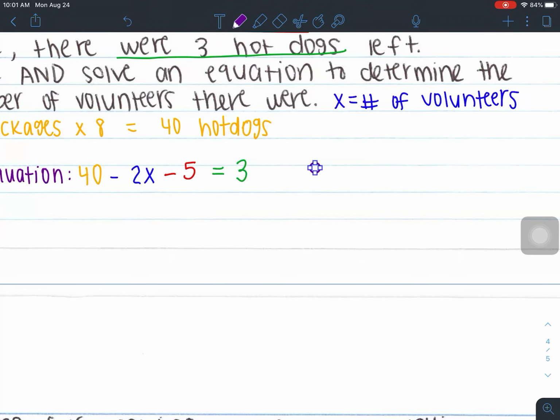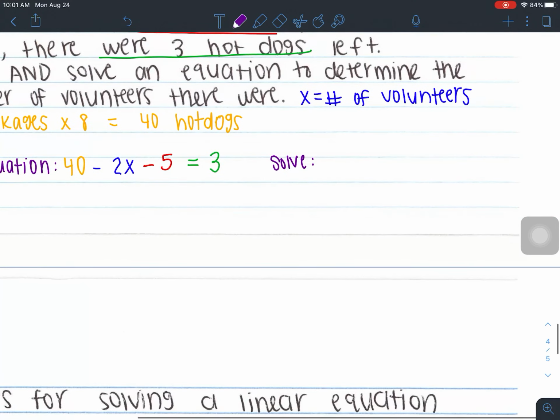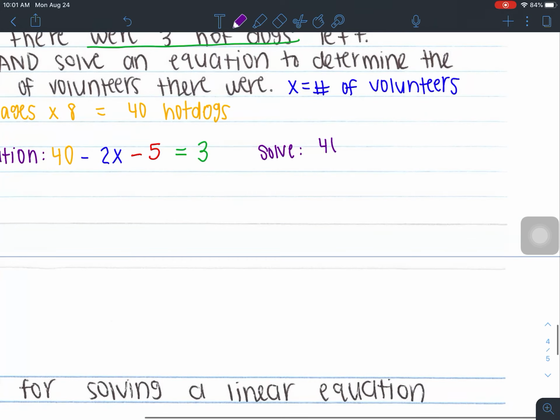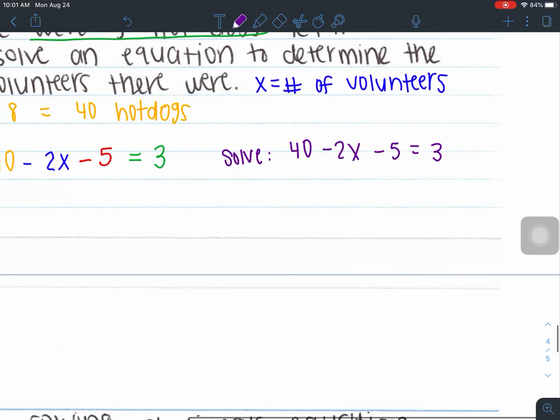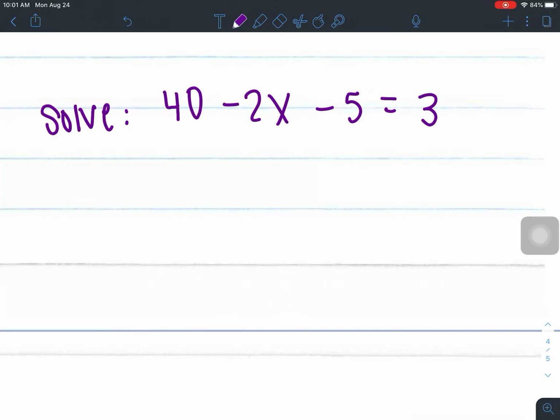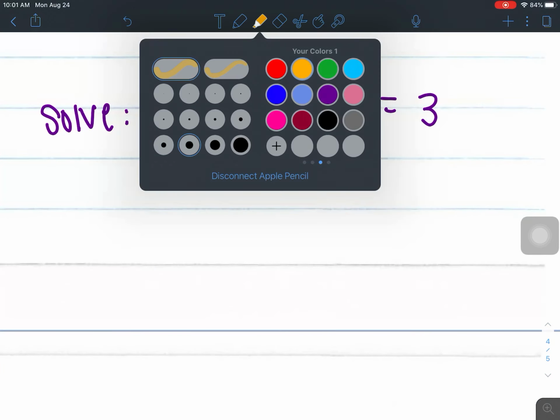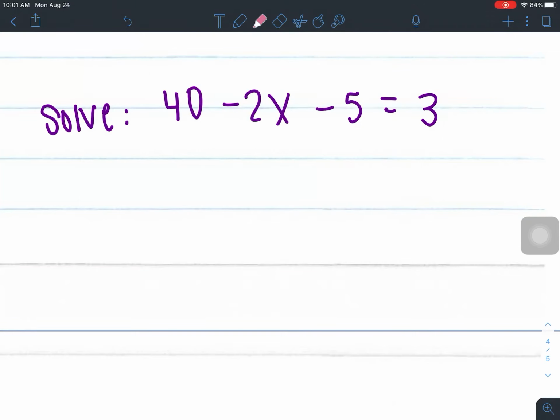And now I'm going to solve it. So 40 minus 2x minus 5 equals 3. Now, goal, as always, is you want to get the variable by itself, but you want to go ahead and combine anything that you can. You know, combine like terms, get the variable by itself by adding or subtracting first. So the first thing I notice is that on one side, I can actually combine like terms.